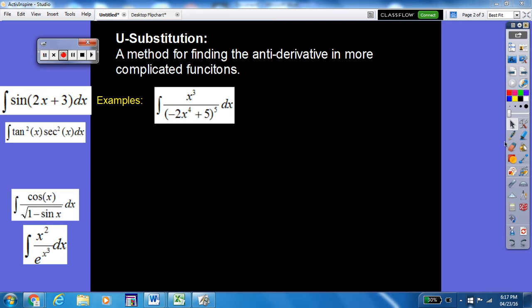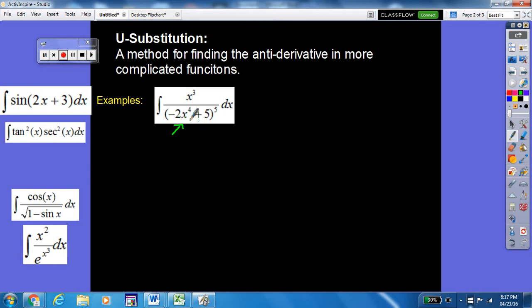Okay, so we're back with the third example of u-substitution. And one of the things you're going to notice is that this is a division problem, so it seems a little bit complicated. But when you notice I have a function of x cubed, I have this negative 2x to the fourth plus 5, and it's being raised to the fifth power. So I'm leaning towards letting this negative 2x to the fourth plus 5 be the u.